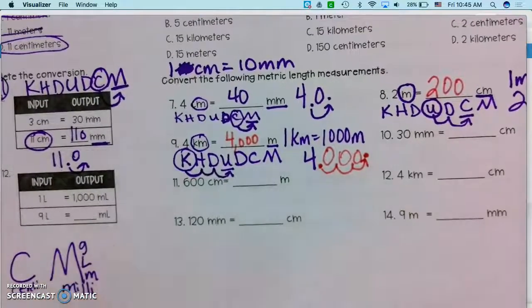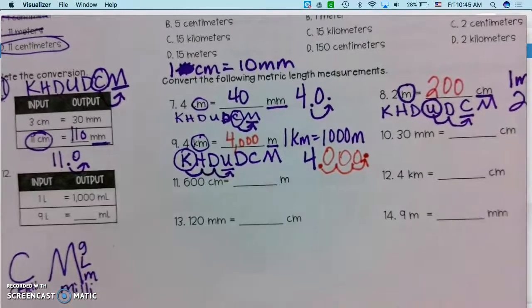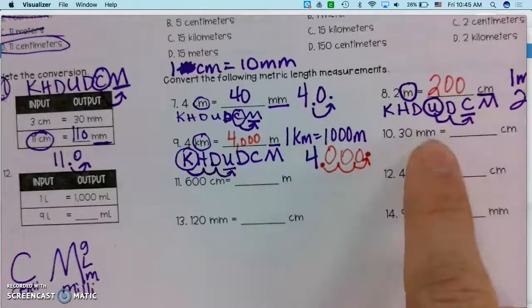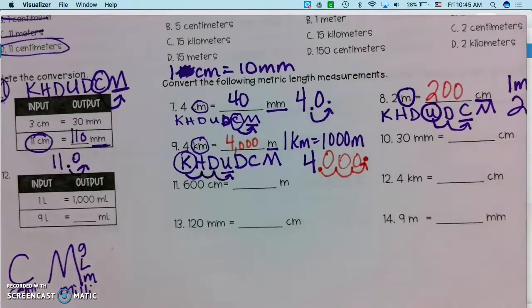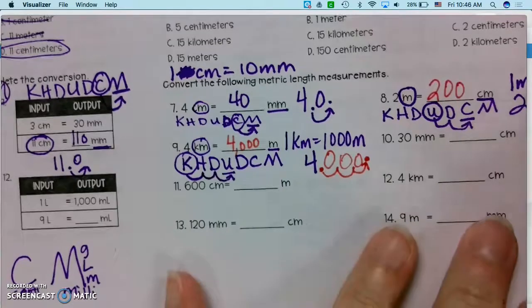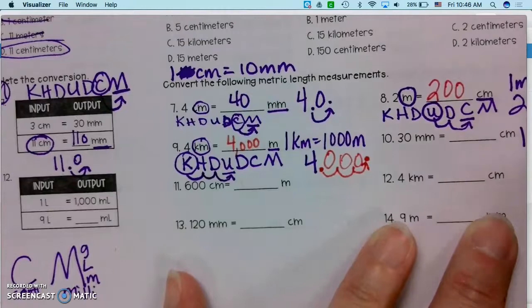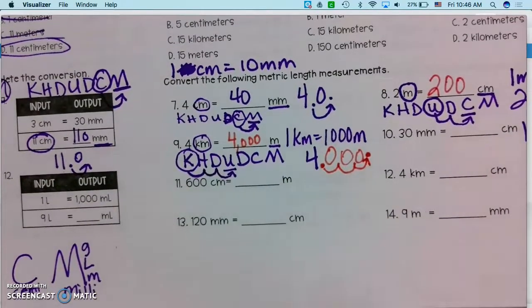All right, number 10. What are we starting with? We're starting with 30, what? 30 millimeters, and we're going to change it to centimeters. What do you know about millimeters and centimeters? Look on your chart. Millimeters are bigger than centimeters. Millimeter is like a grain of sand, and a centimeter is like your pinky. Centimeters are bigger than millimeters. Centimeters are bigger. Yeah. So 1 centimeter is equal to how many millimeters? 10. Yes, 10. Takes 10 grains of sand to make your pinky finger. That's kind of crazy to think that, huh?